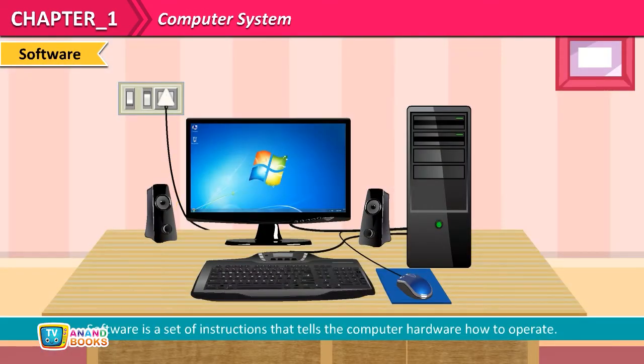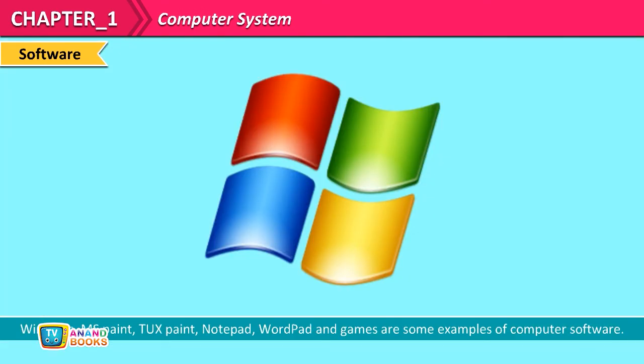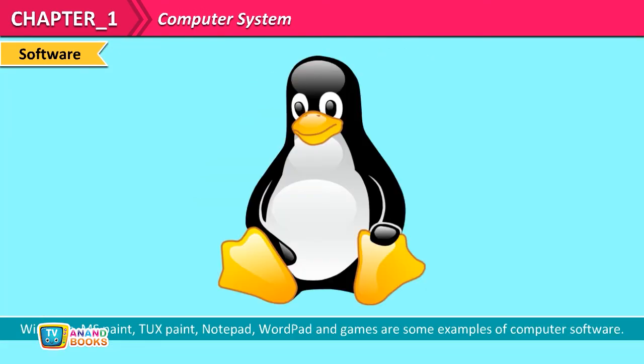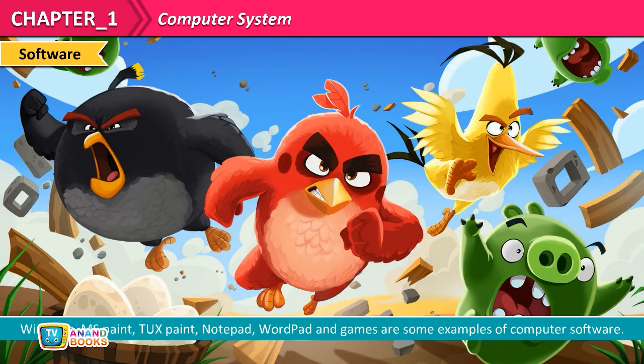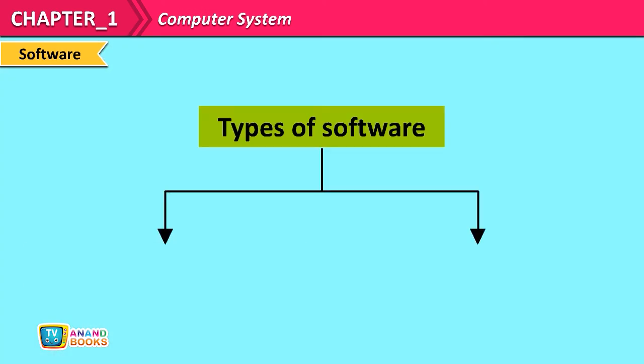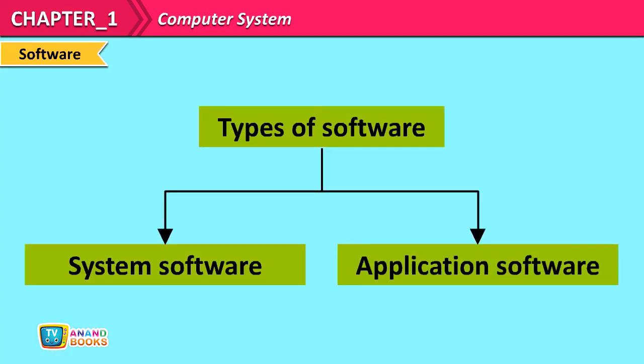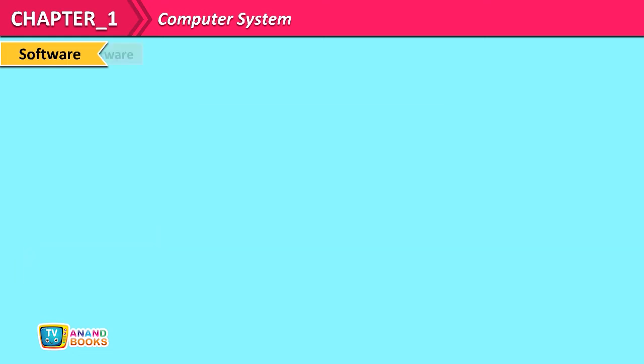Software. Software is a set of instructions that tells the computer hardware how to operate. It therefore controls the working of a computer. Windows, MS Paint, Tux Paint, Notepad, WordPad, and games are some examples of computer software. Types of software: system software and application software.